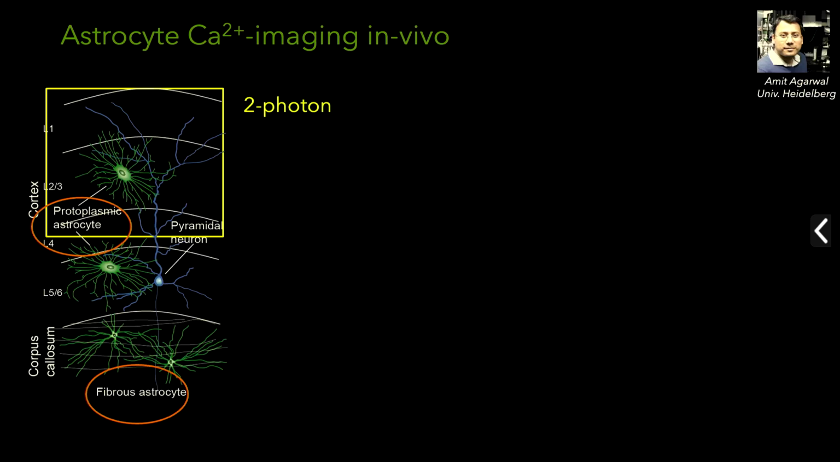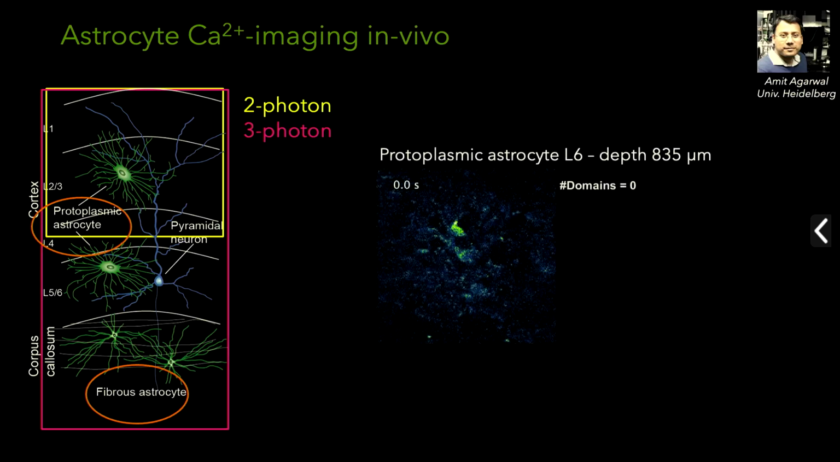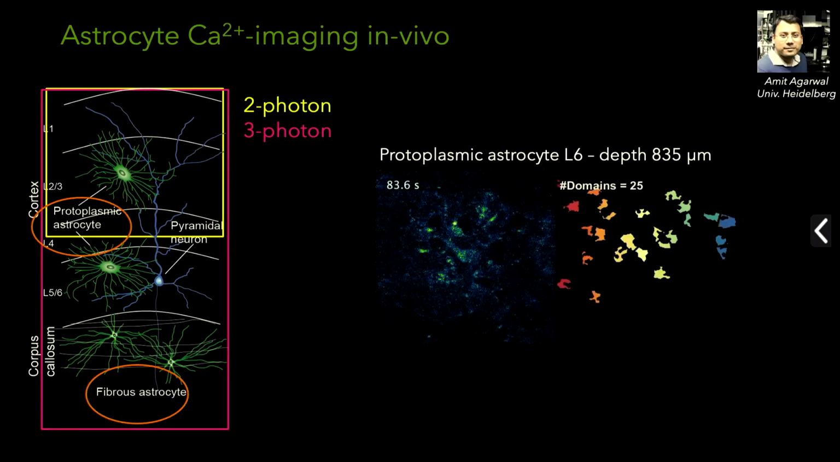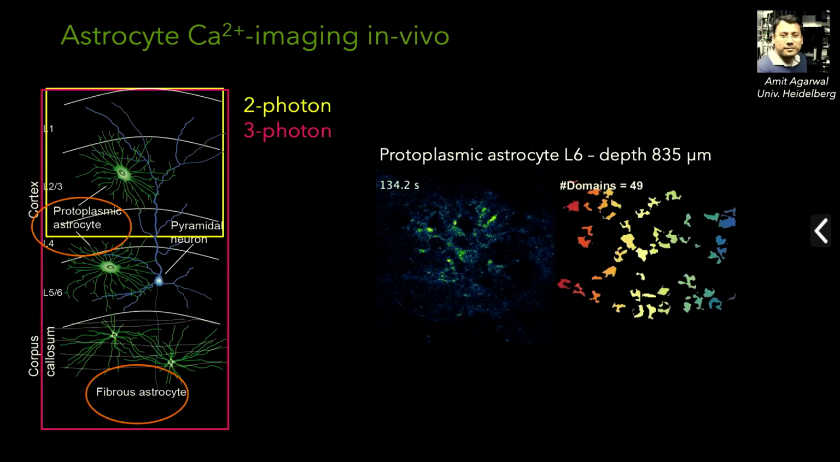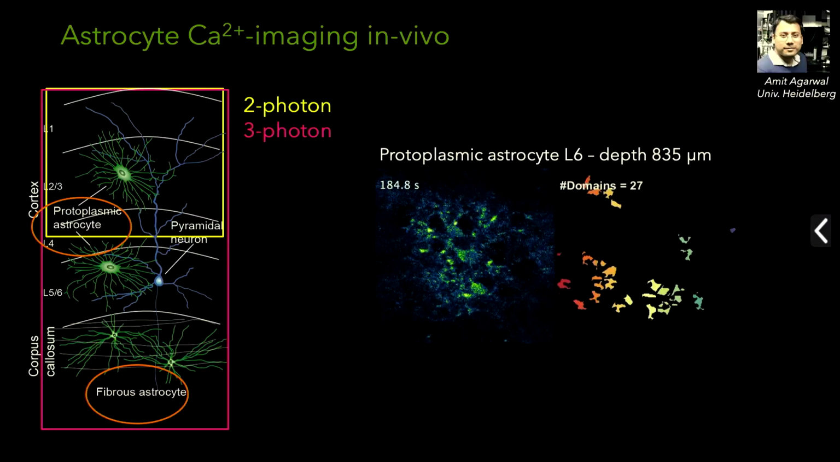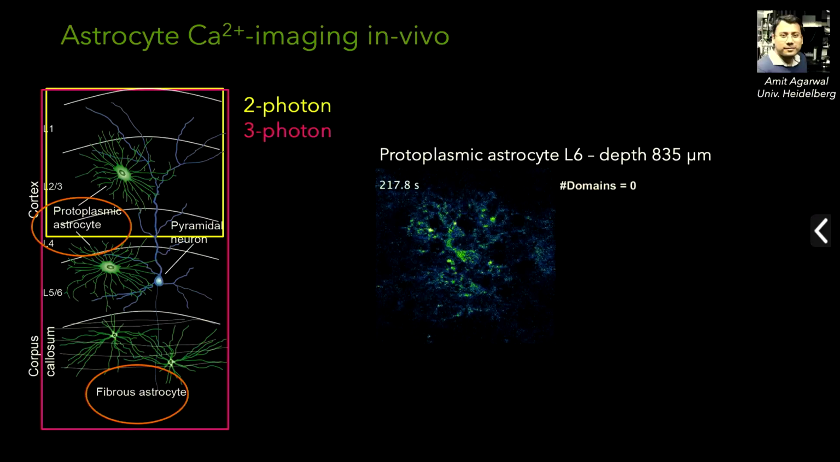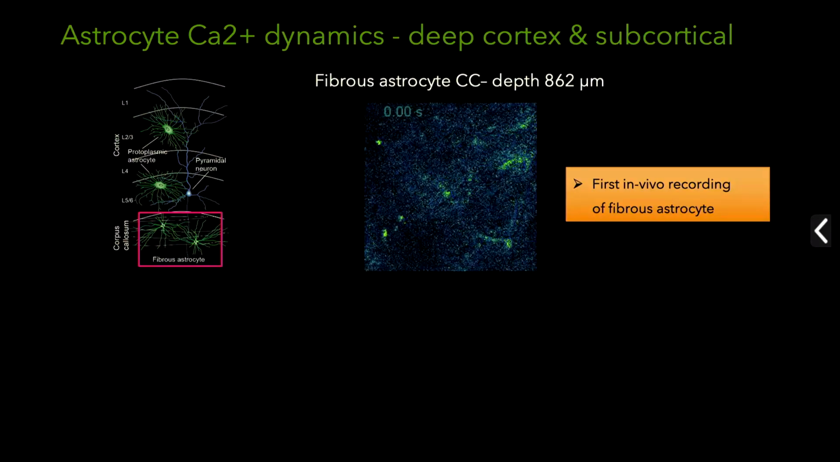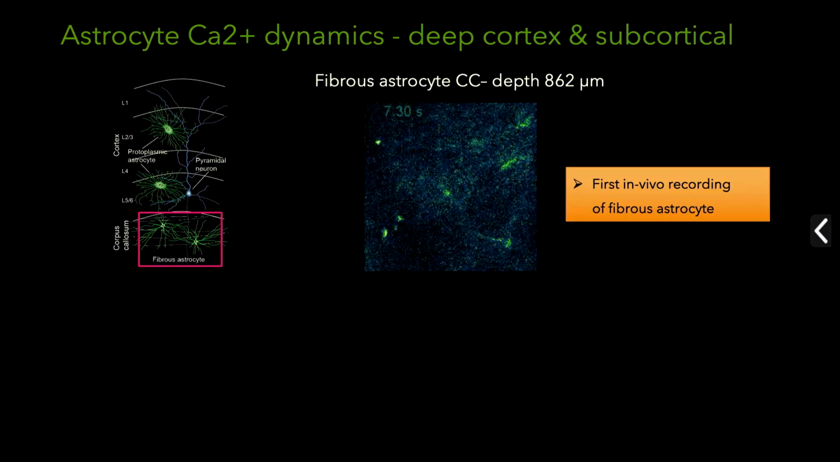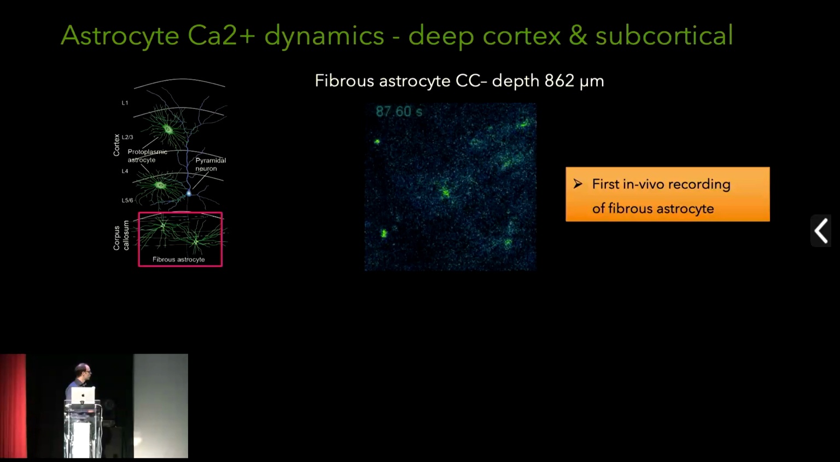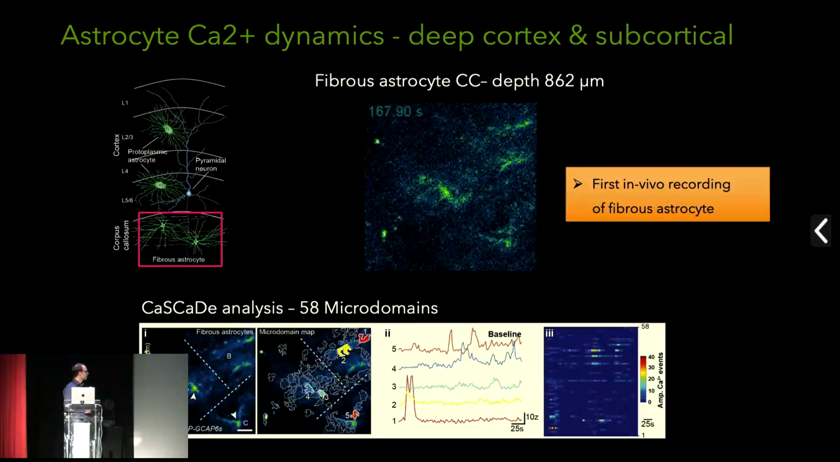So here the goal was really to use our microscope to image these deeply lying astrocytes. As you can see here from a protoplasmic astrocyte at 800 micrometers, the quality is again good enough that we can also image the functional dynamics and analyze the so-called microdomain calcium activities in this case. But more importantly, we were also able to perform calcium imaging of the fibrous astrocytes, as you can see here on the right, and also quantify their calcium dynamics over time.